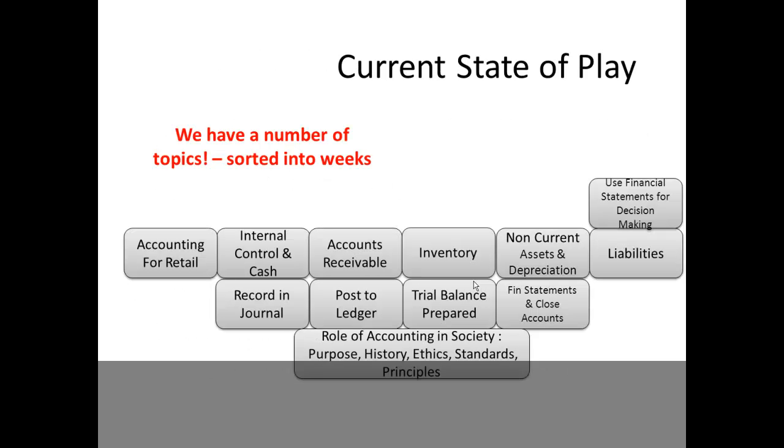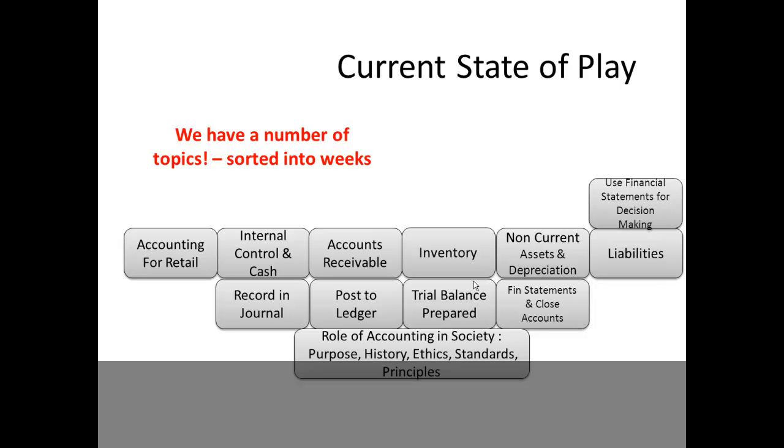So let's go back to the start and look at the current state of play. We've got 12 topics now, sorted into weeks, going through the 12 weeks. They start down at the very bottom: you see the role of accounting in society. They move up one level to the next row, which relates to the accounting cycle. Then after we've worked through that, they move up a level again, looking at individual account categories in the area of assets and a little bit of liabilities. And we finish off the unit with only a small amount of use of financial statements.